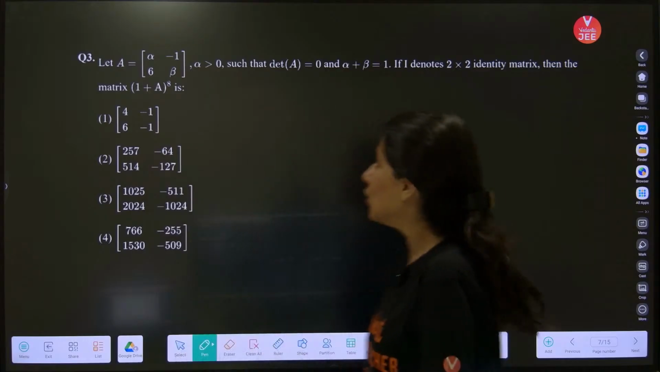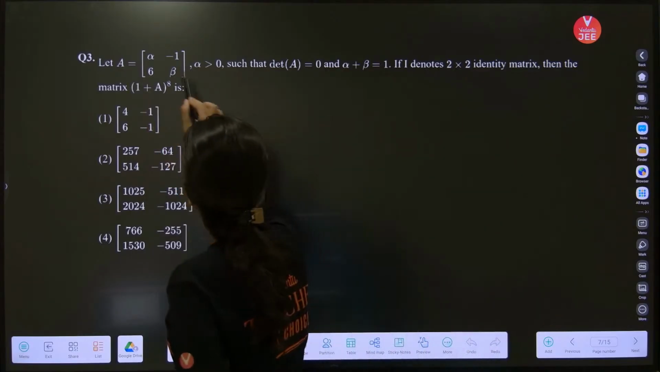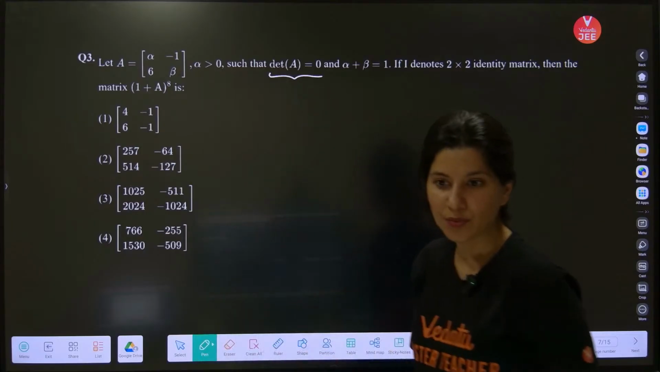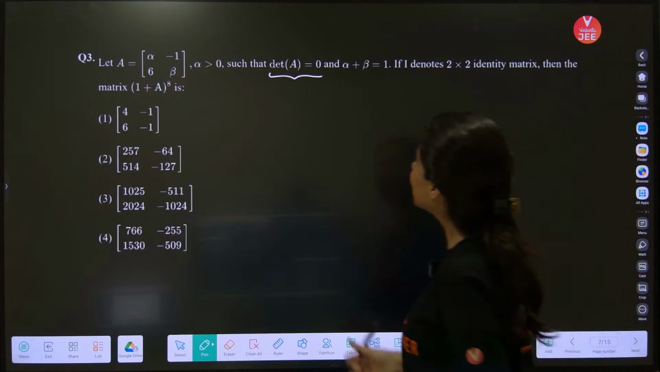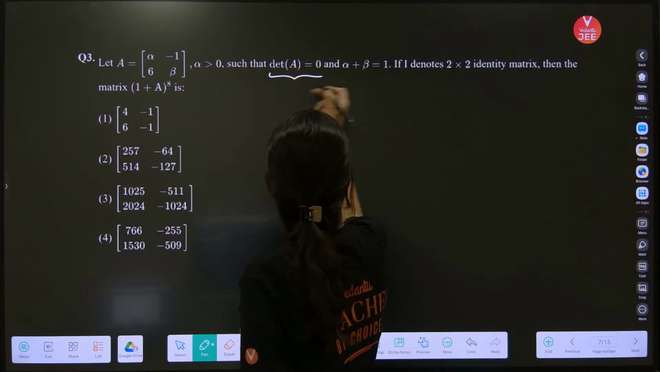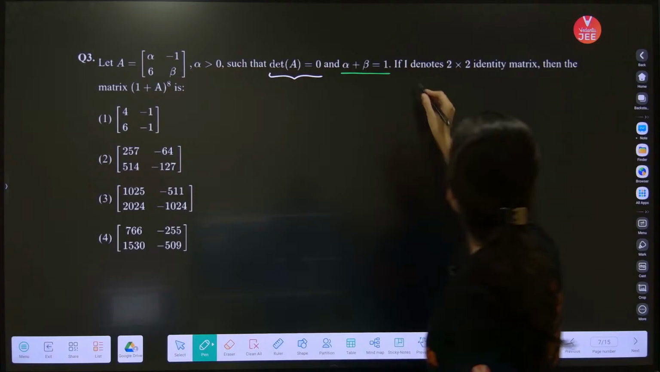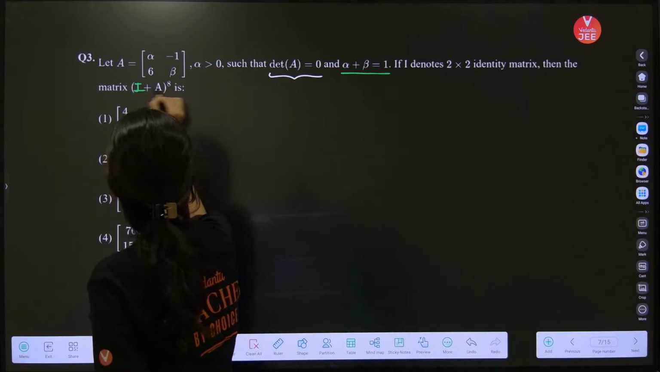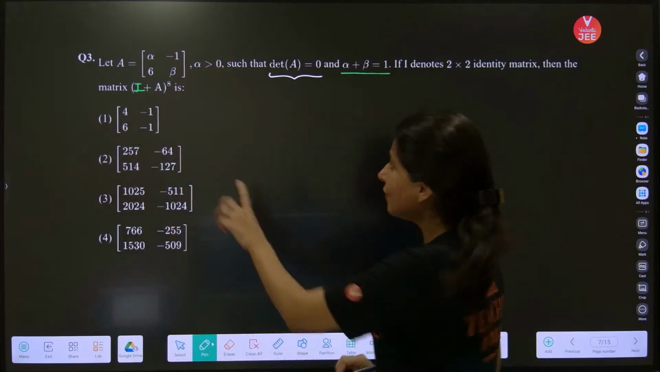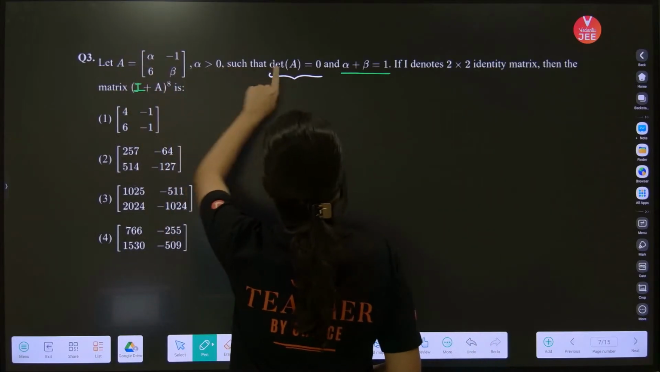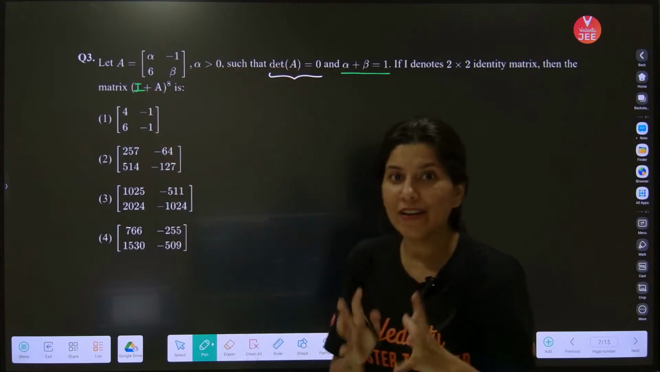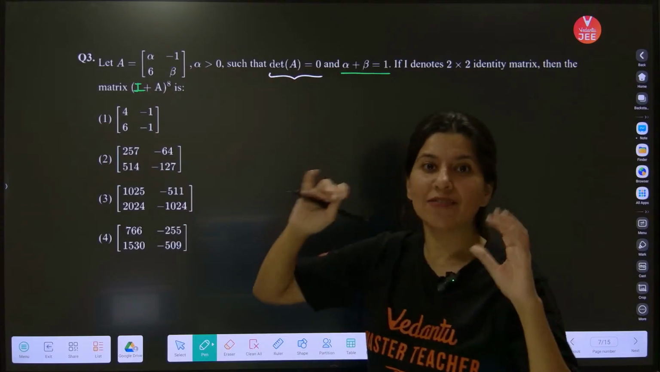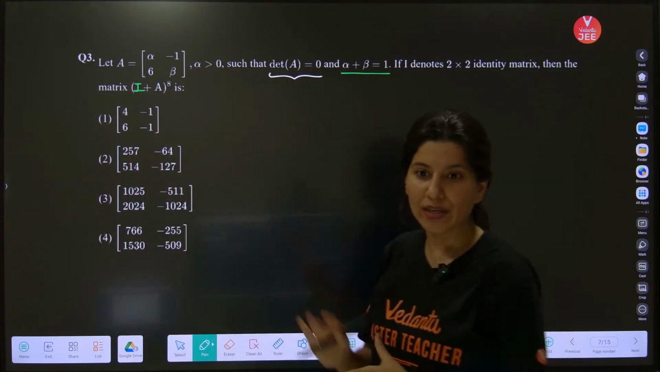Okay, so over here, A matrix is given and determinant A is equal to 0. Determinant A is 0, alpha plus beta is 1. I denotes the identity matrix, then I plus A power 8. First of all, understand that determinant A is 0. We need to calculate alpha and beta using these two equations. Trust me, calculating alpha and beta is the easiest thing in this question.